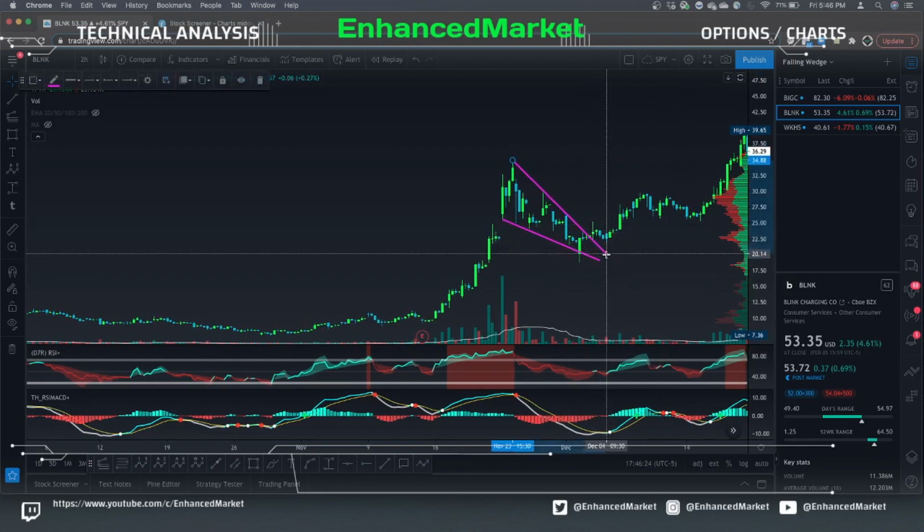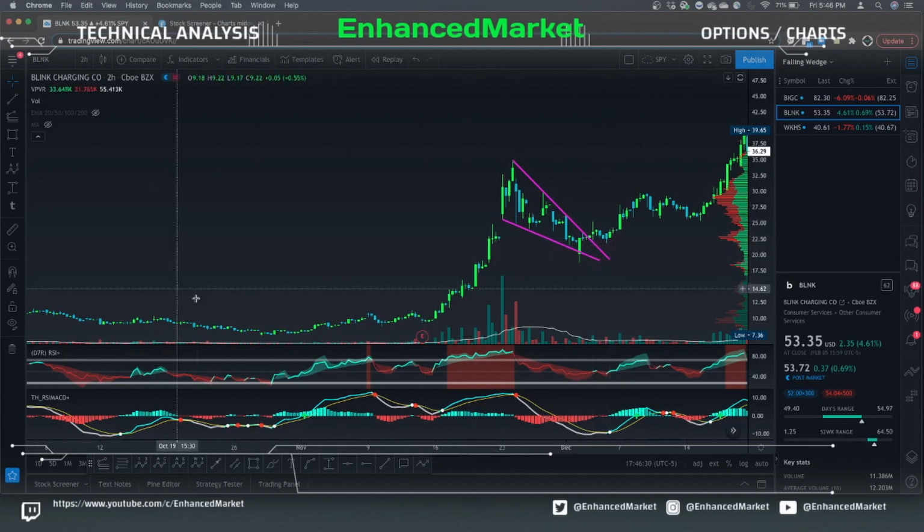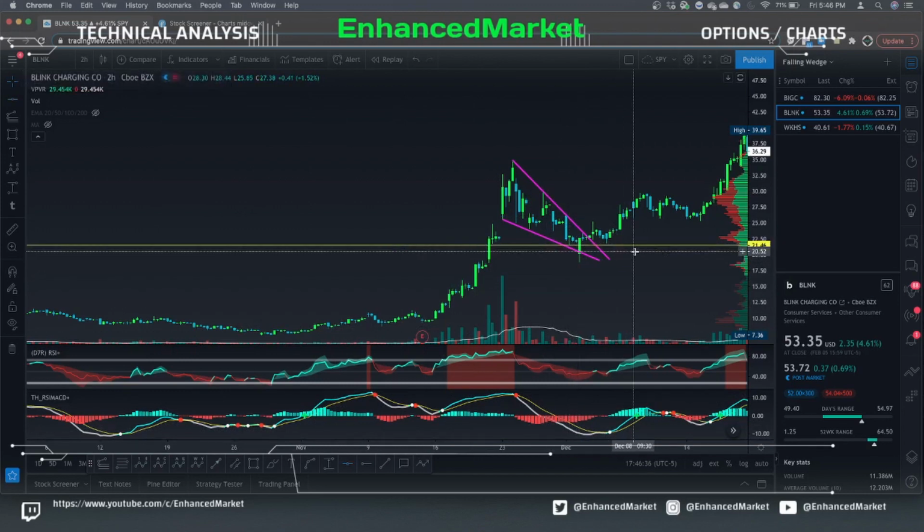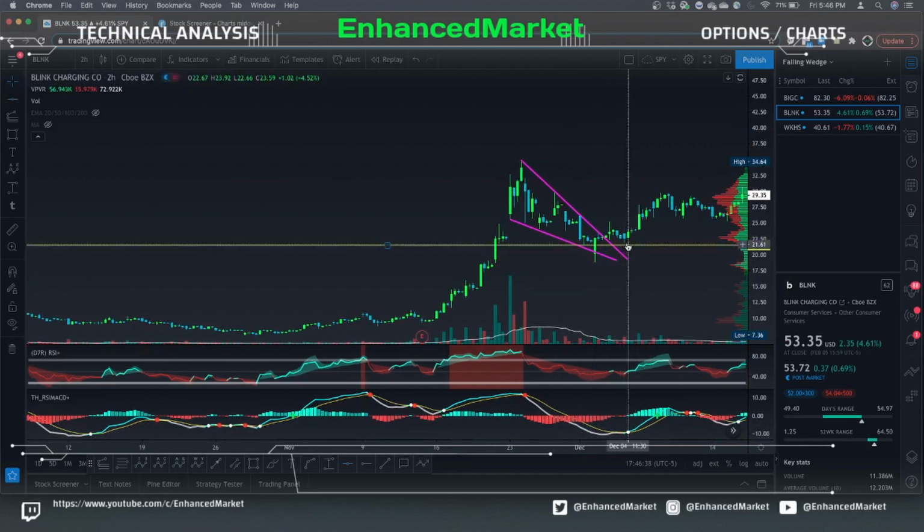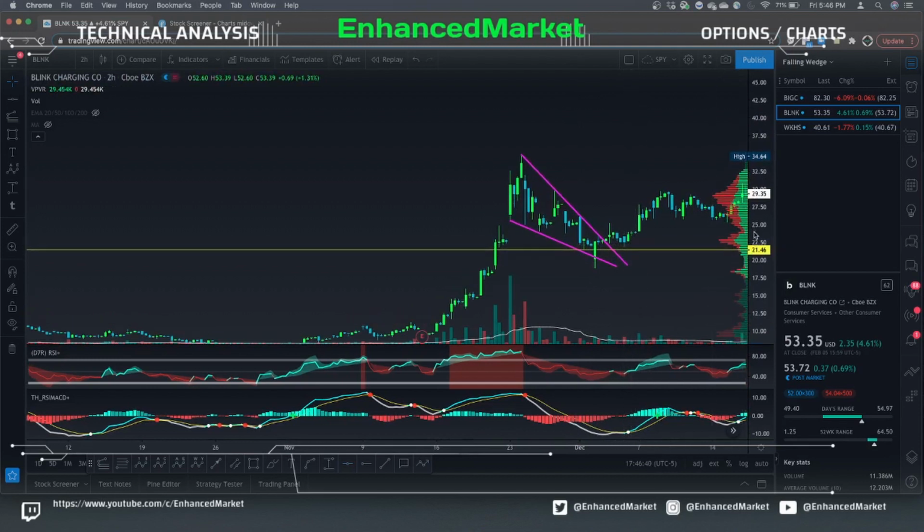And usually what happens is when we break out, sometimes we retest. And as you could see, this previous support right here, if I set a line, we held that previous support. So right here would be a great entry. I would play the break of this previous candle.